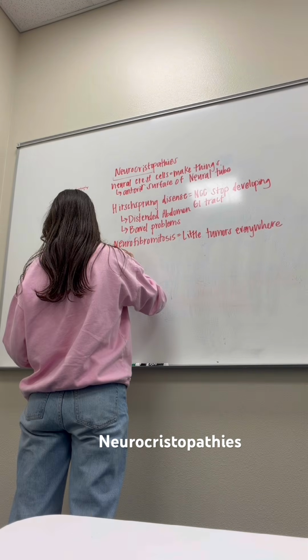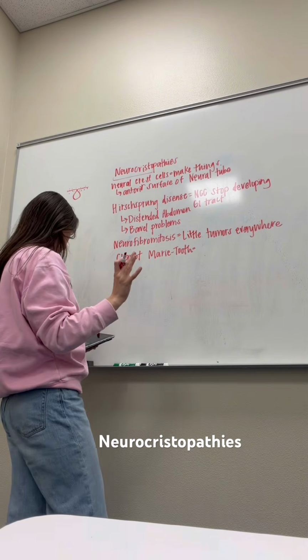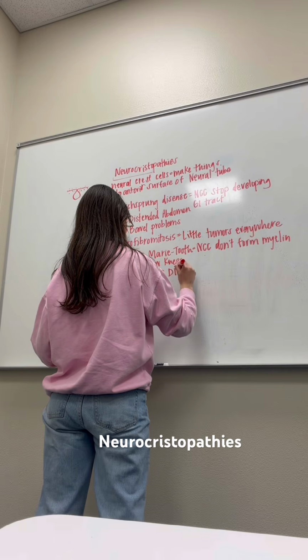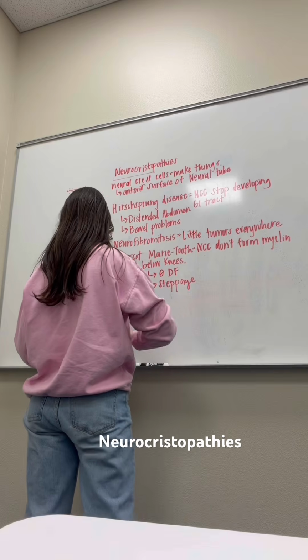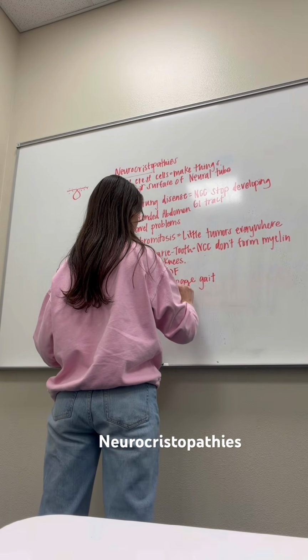Also what's called Charcot-Marie-Tooth. This happens when the neural crest cells don't form myelin sheaths below the knees, and this can cause no dorsiflexion. They'll have steppage to compensate for that. So it's a gait pattern, if you didn't know that. And then it also can even affect your arms and hands.